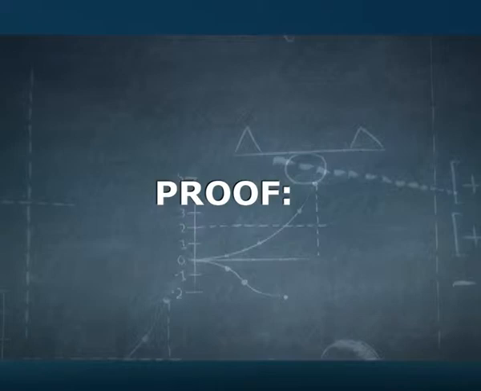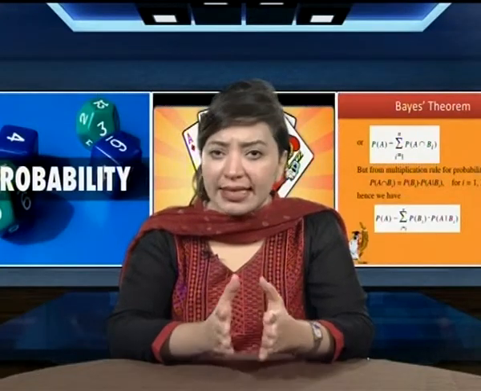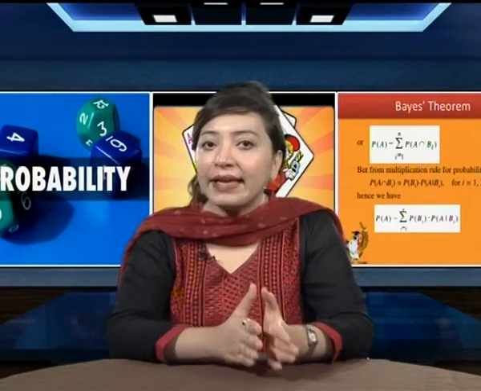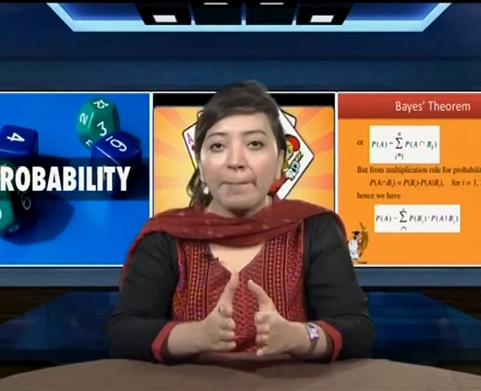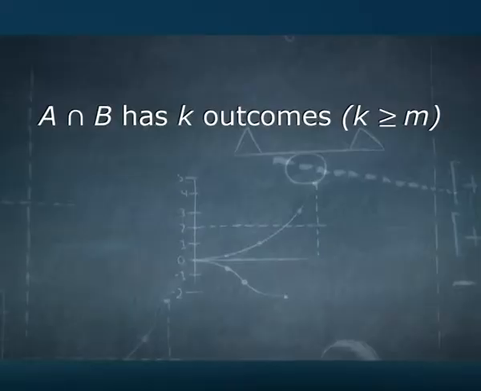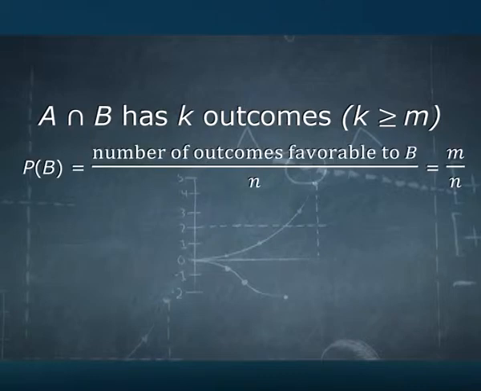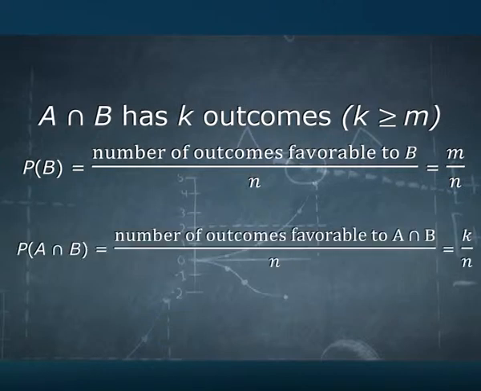So we have a proof to this. To prove the theorem, assume that the sample space S has n possible equally likely outcomes. Suppose event B has m outcomes while A intersection B has k outcomes. So k is less than or equal to m. Then we have probability of B equals number of outcomes favorable to B divided by n, so that is equal to m by n. And the probability of A intersection B is equal to number of outcomes favorable to A intersection B divided by n, so that is equal to k by n.